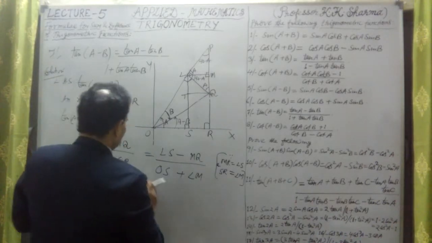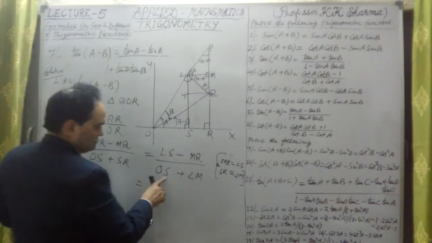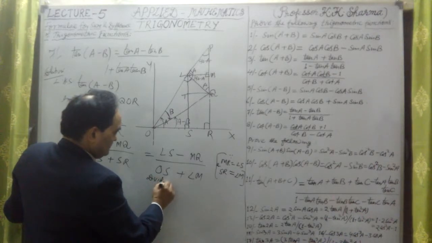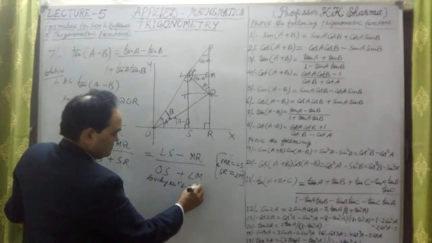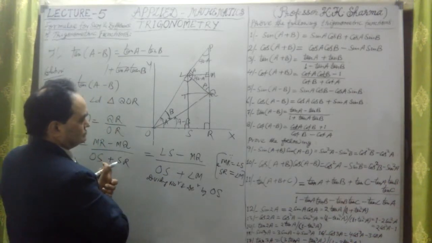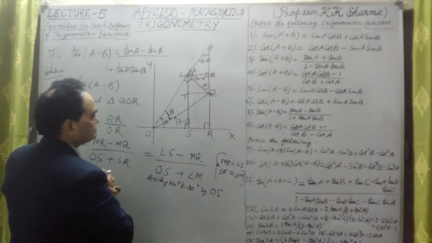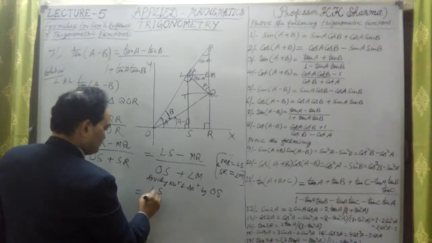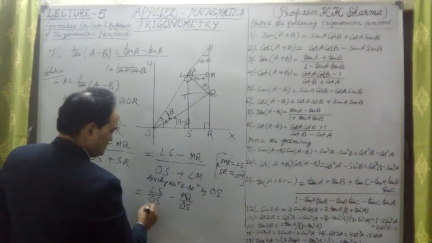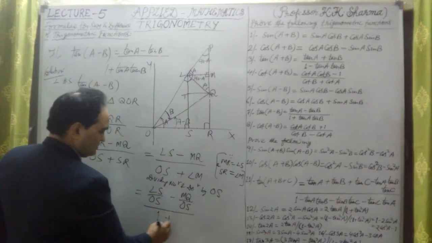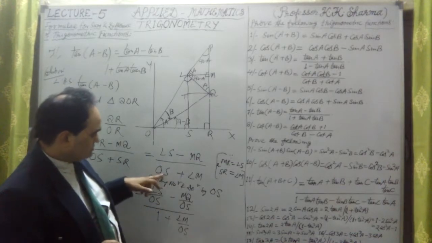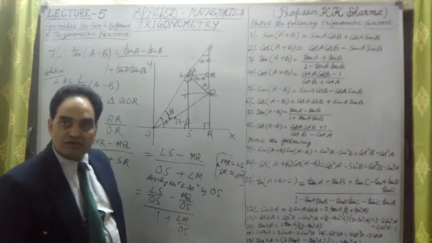Now what we will do is divide the numerator and the denominator by OS. In the numerator we have LS upon OS minus MQ upon OS. In the denominator, OS upon OS is 1, plus LM upon OS. We have divided the numerator and denominator by this OS.